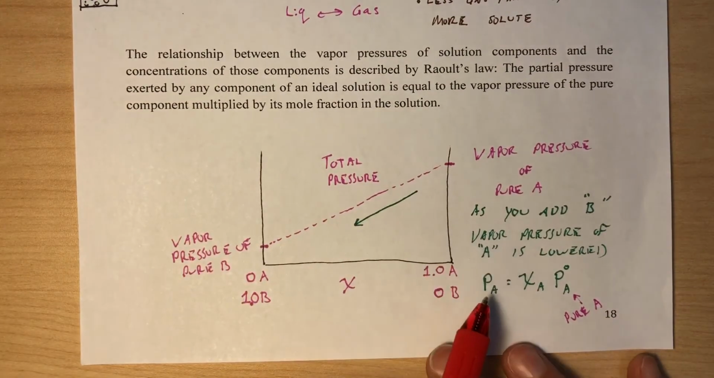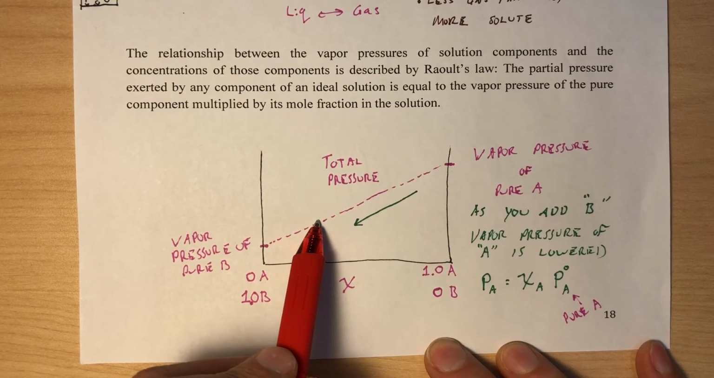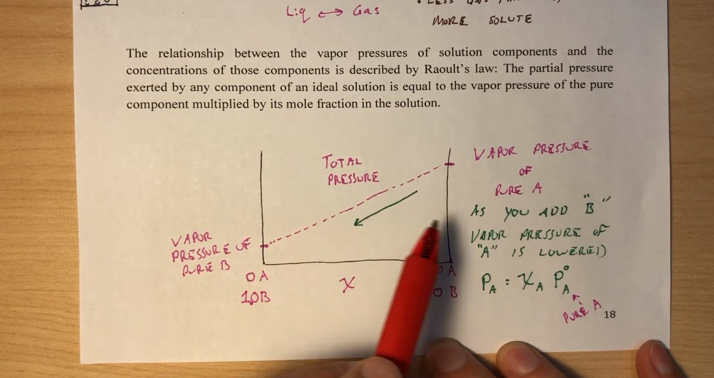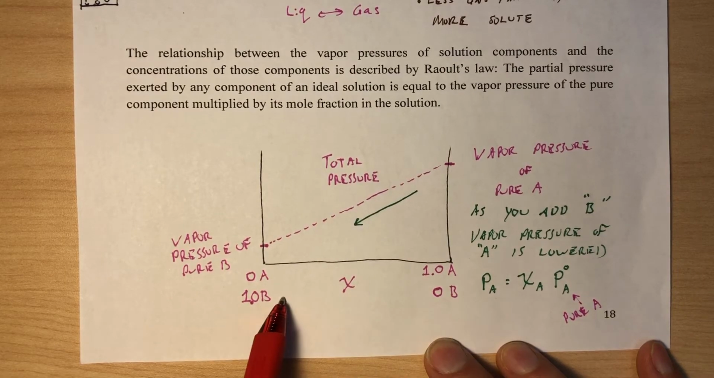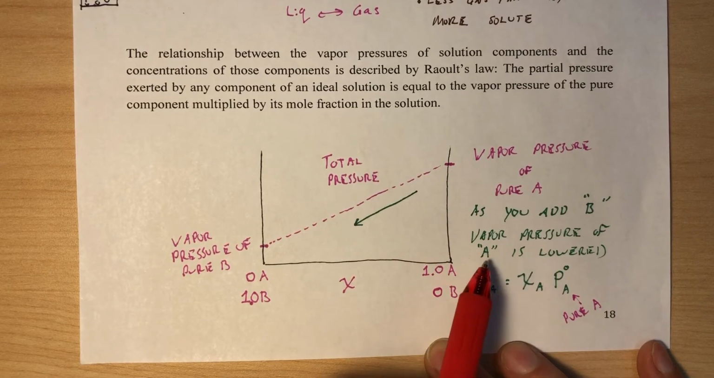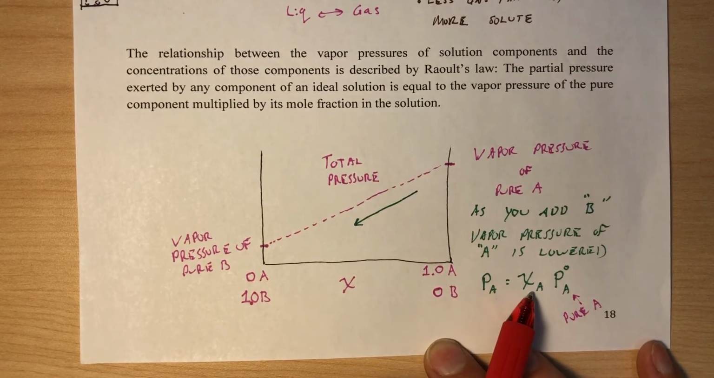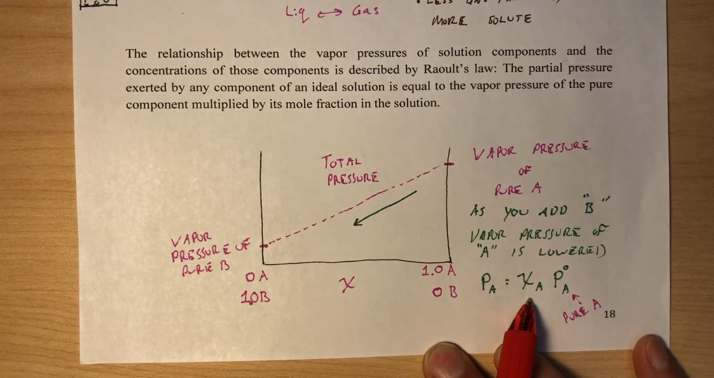This expression down here shows how we can calculate a new vapor pressure of a compound A depending on the mole fraction of A. And mole fraction of A is going to change depending on how much B we have. So for example, in green, as you add more B, the vapor pressure of A is lowered, and that is because our mole fraction keeps changing. So we have the vapor pressure of A is equal to the mole fraction of A times the original vapor pressure of pure A.